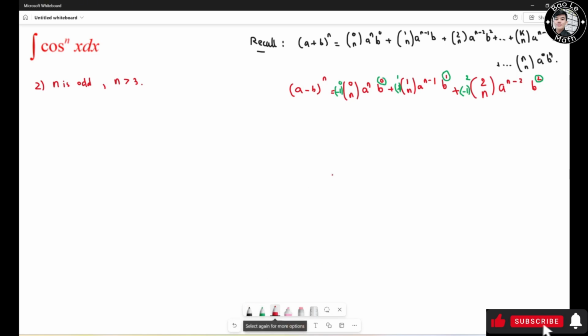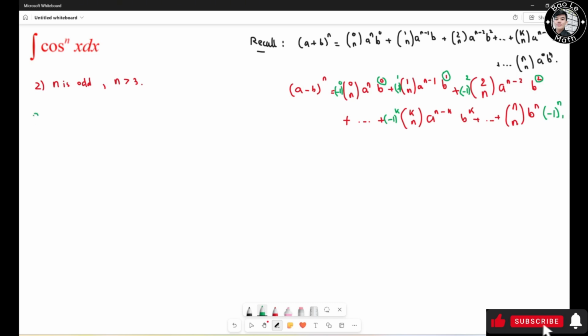Okay, so in general, I have the general term plus etc., plus the combination of n and k, a raised to the n minus k, b raised to the power of k. So I have negative 1 raised to the power of k. And the last term turns out to be the combination of n and n, b raised to the power of n, so this turns out to be times negative 1 to the power of n.